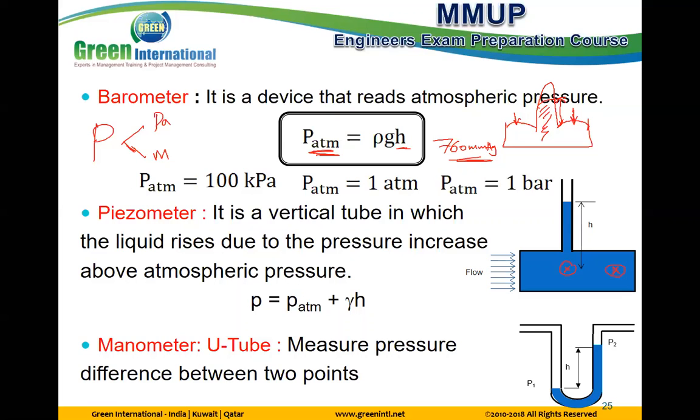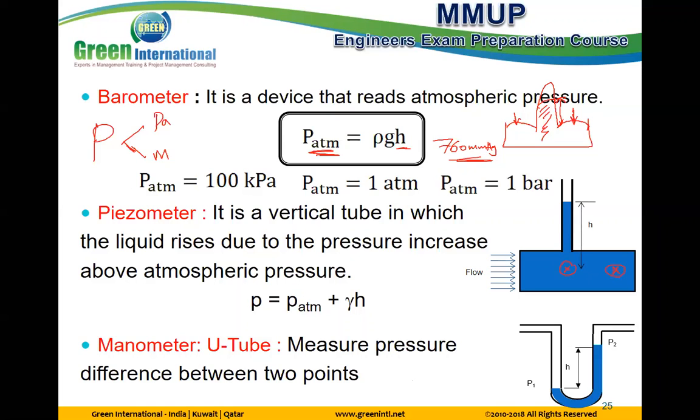It means this device measures the pressure here at P1? No, it can't. The pressure here at P2? No, it can't. But it measures P2 minus P1 or P1 minus P2. It means the value is referred to P1 or P2? No. It is referred to P1 minus P2. I can't know P1 or P2.